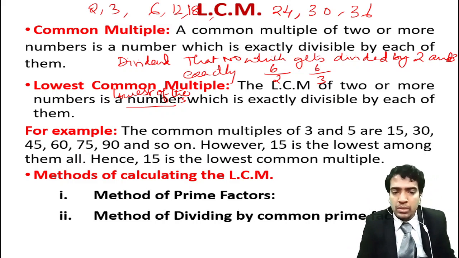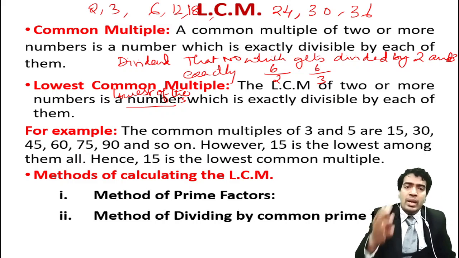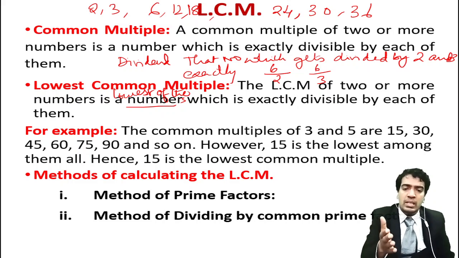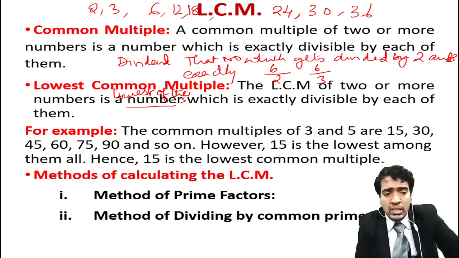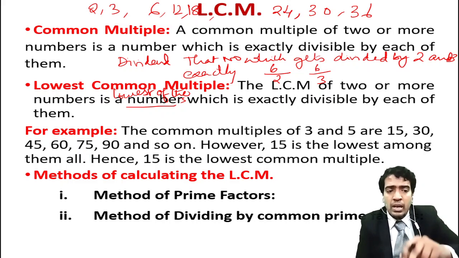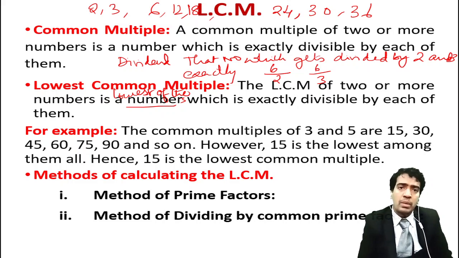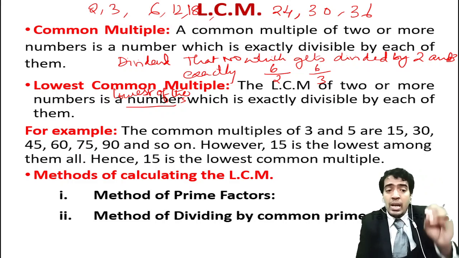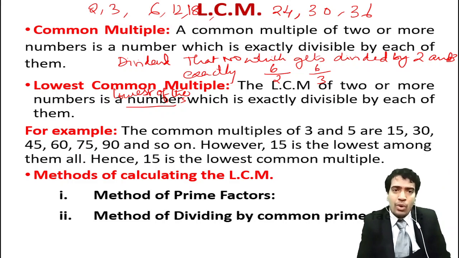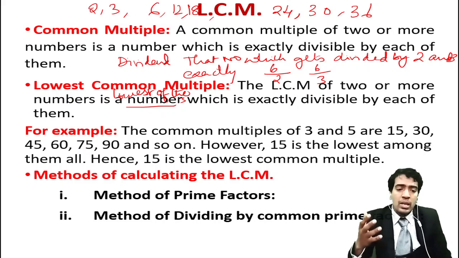Okay, let us take the examples. You can see that the common multiples of 3 and 5 are 15, 30, 45, 60, 75, 90, which means 15 gets divided by 3 and 5, 30 gets divided by 3 and 5, 45 gets divided by 3 and 5. Similarly, 60, 75, 90 also get divided by 3 and 5. However, which among these is the lowest? 15 is the lowest. And that is why you call 15 the lowest or the least common multiple of 3 and 5.